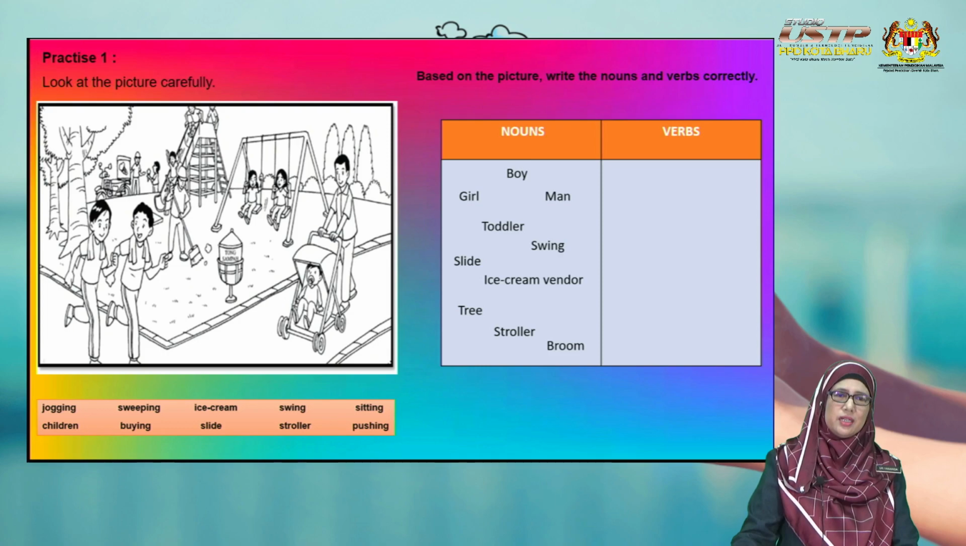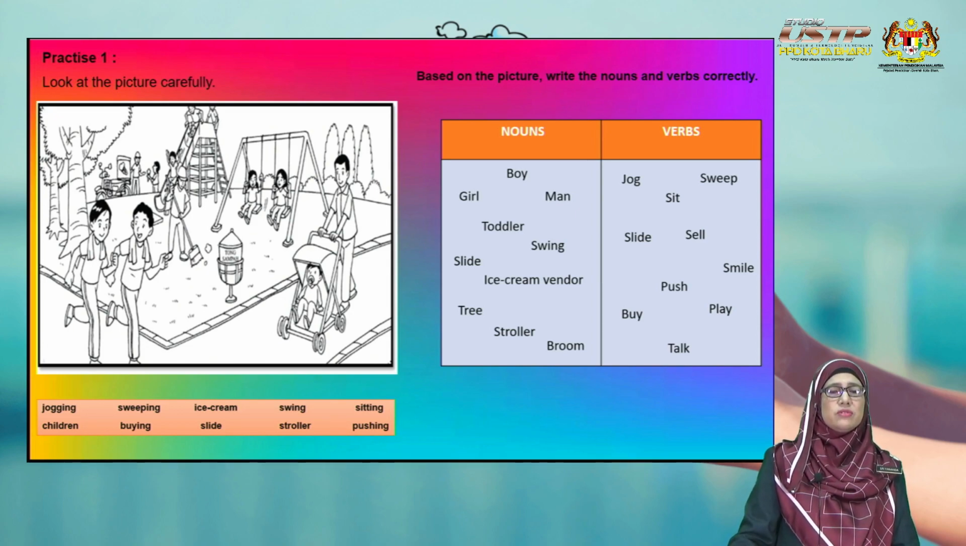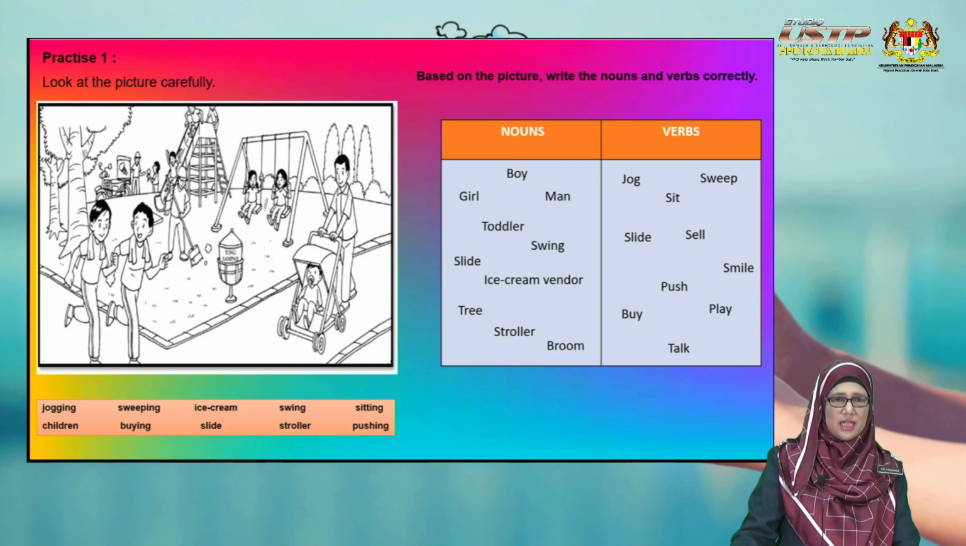And as for the verbs, hopefully they will get jog, sweep, sit, slide, sell, smile, push, buy, play, and talk. Now, these are all the nouns and verbs that they are going to list in groups. And after that, step by step, we will teach them to change to past tense.